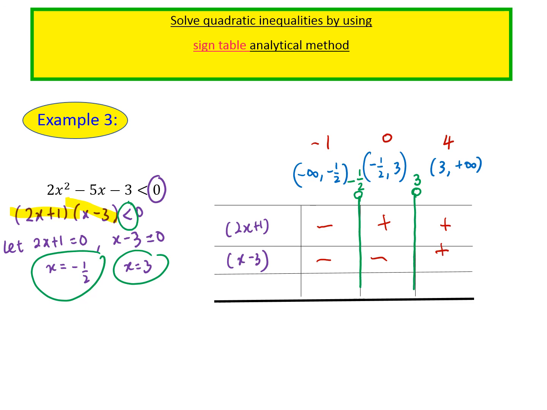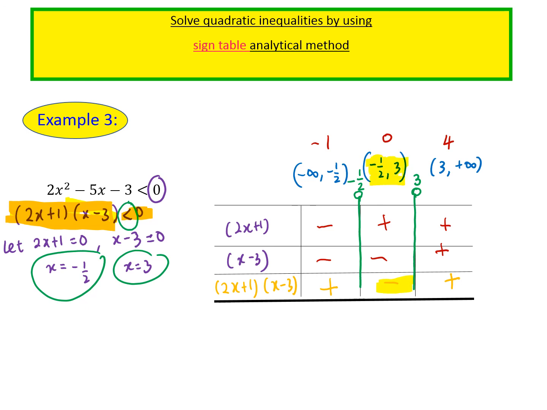So the one that I'm really interested in is this whole thing. So over here I can write 2x plus 1, x minus 3. Negative, negative will give me positive, negative, and positive. I'm interested in less than 0. Less than 0 means that it's a negative. So I will look at the negative. So the answer is this interval.